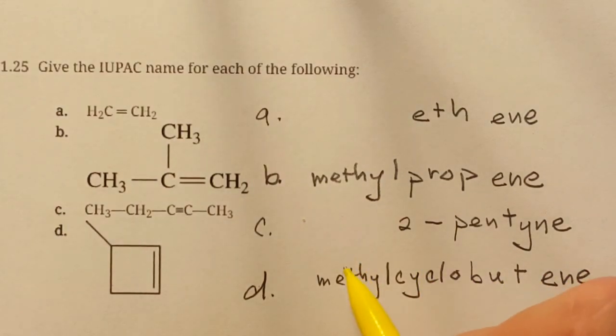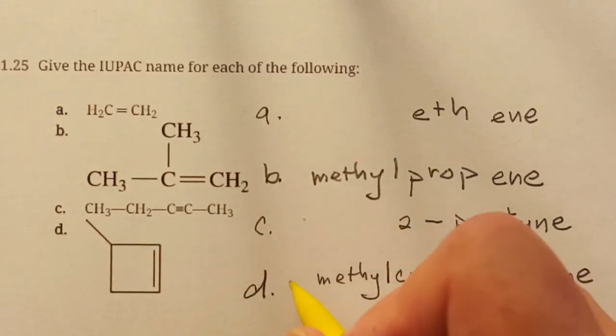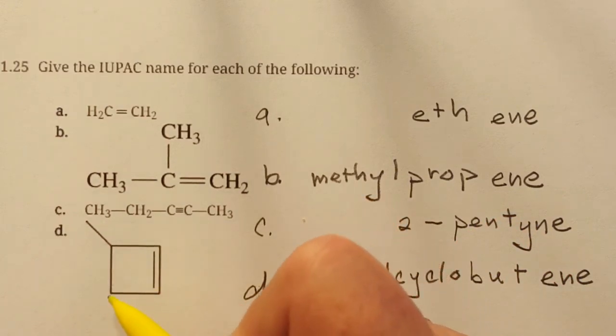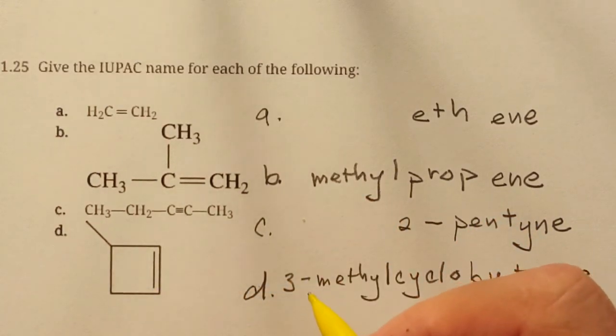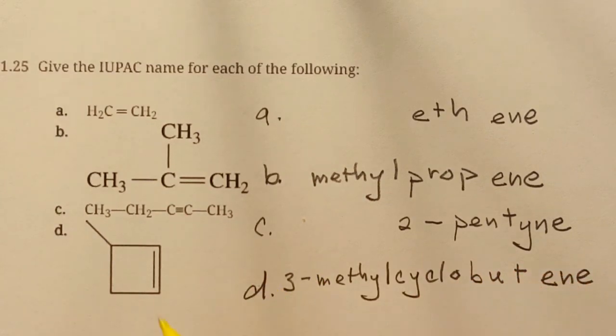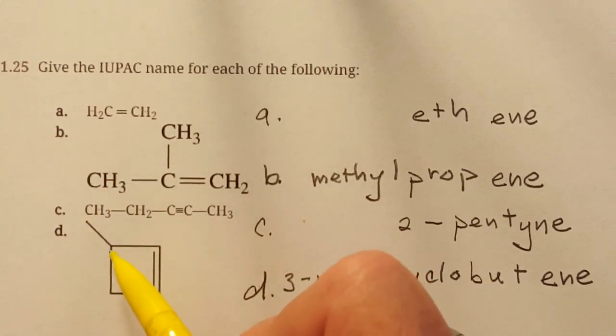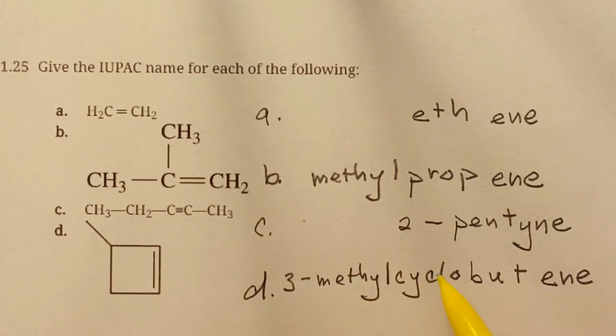The methyl group is attached to carbon number 1, 2, 3, carbon 3. Now we could have said carbon 4, 1, 2, 3, 4, but we picked the number that's lowest. So the name of this compound is 3-methylcyclobutene. So it's an -ene, it's a but, it's a cyclobutene. It has a methyl substituent bonded to carbon number 3, so it's 3-methylcyclobutene.